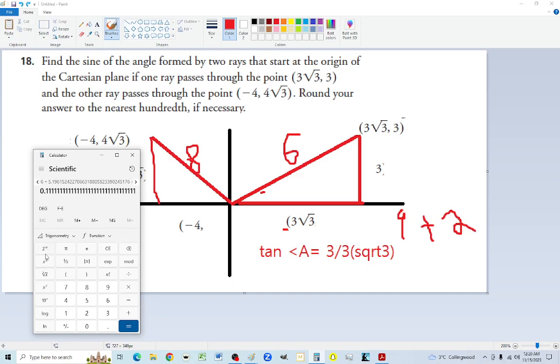And I do the arctan. Let's try that again, because I think I clicked it twice. So it's 3 divided by, open brackets, 3 times square root 3, close brackets, equals. There we go. And now we've got to do arctan. And we discover that angle is 30 degrees.